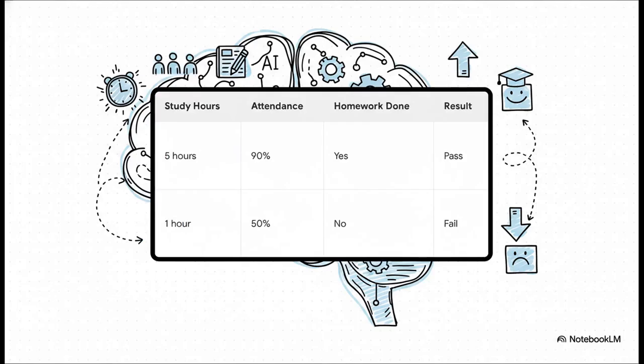Okay, let's make this real with a simple example. Let's say we want an AI to predict if a student will pass an exam. The clues, or what we call features, are things like how many hours they studied, their attendance record, and whether they did their homework. And the answer, the label, is what we want to predict. Did they pass or fail? The AI's whole job is to look at tons of these examples and figure out the pattern. What combination of clues usually leads to a pass?